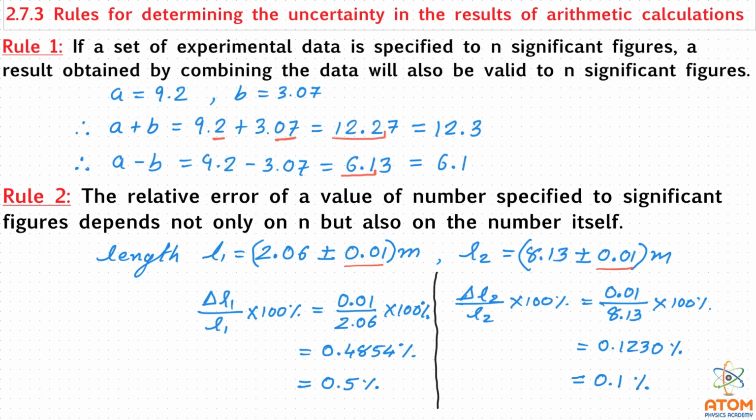So the important fact here is that though the absolute errors were the same, the percentage errors are not the same. You can see this is 0.5% and this is 0.1%. So that was said here that the relative error, and so the percentage error, does not depend only on the absolute error, but it also depends on the main number, the main measurement. That means on the true value in the measurement.